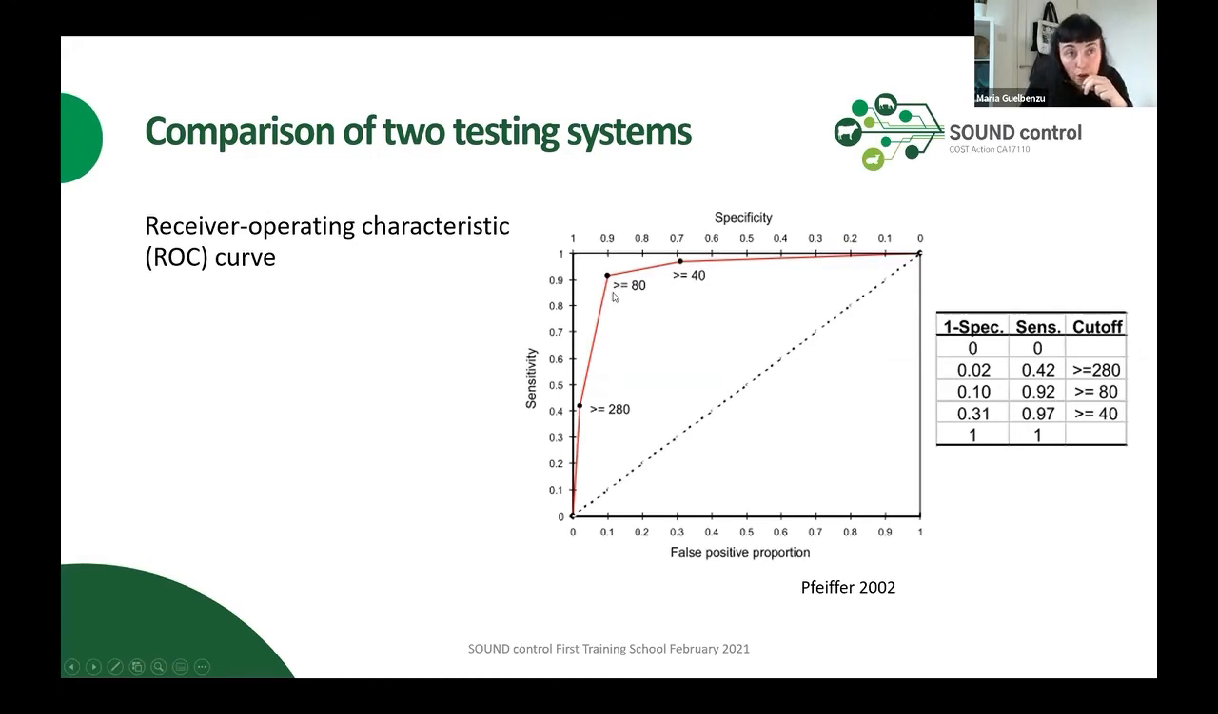When we compare two tests, what we would have is two curves, one from each test. And what we will find is that we can calculate the area under the curve. So the higher the area under the curve, the better the testing system. Now, all these, again, as I was mentioning before, there are good resources online to be able to calculate these with your results. Yes, and I hopefully have a slide with some of those resources later.